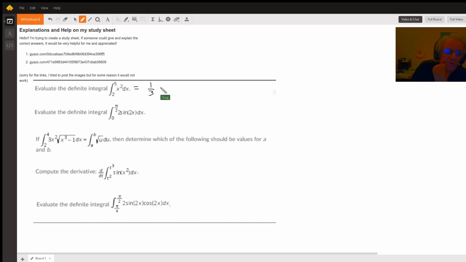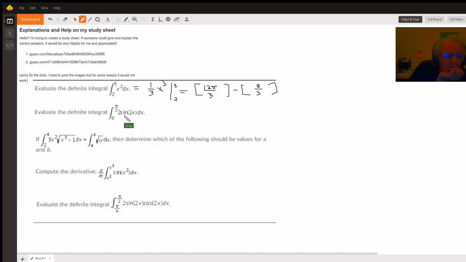The antiderivative: raise the exponent by 1, multiply by the reciprocal of the new exponent, evaluate from 2 to 5. And so I like to show my work like this. I'm going to put 5 in for x and get 125 over 3, minus, put 2 in for x, I'm going to get 8/3. And I'll let you take it from there.